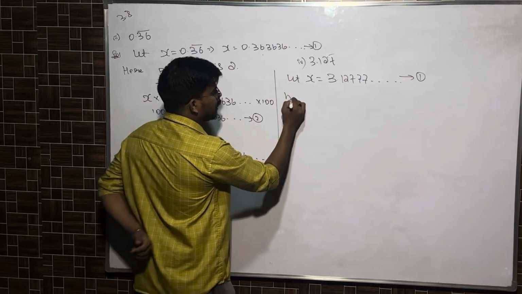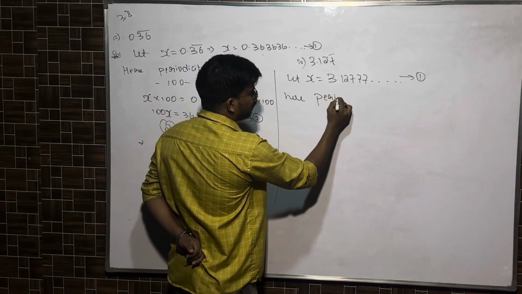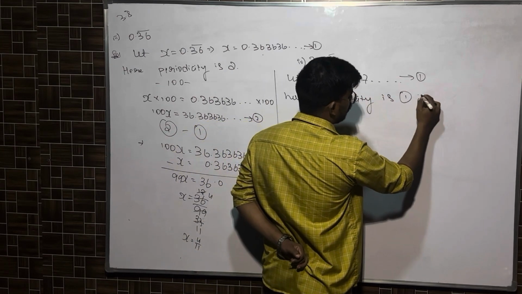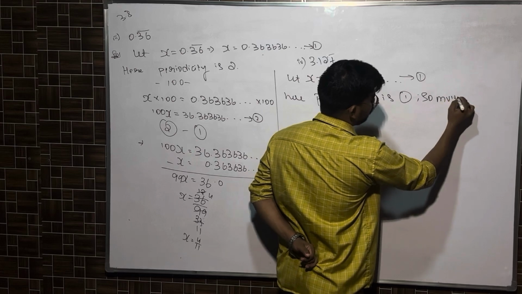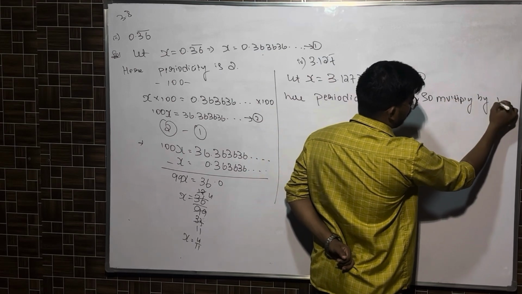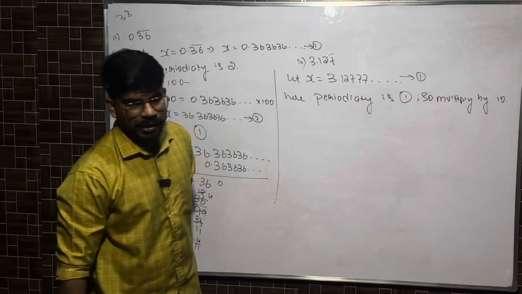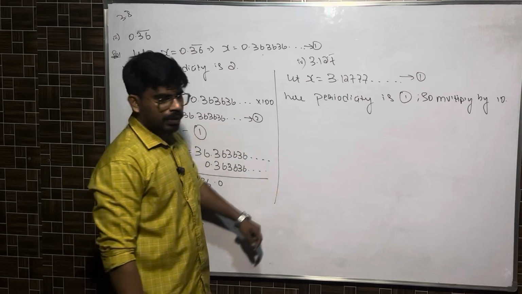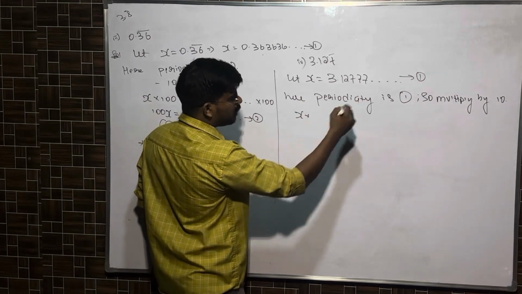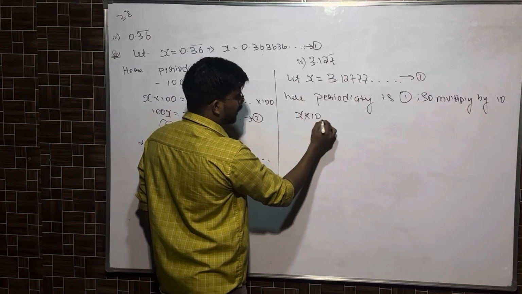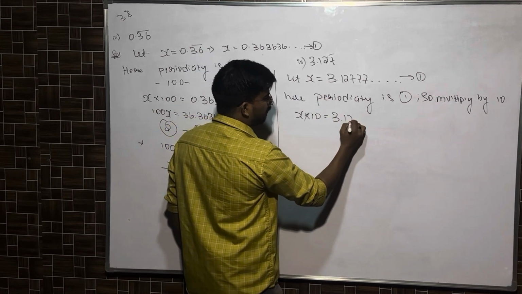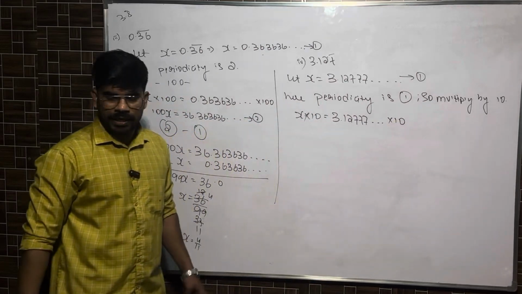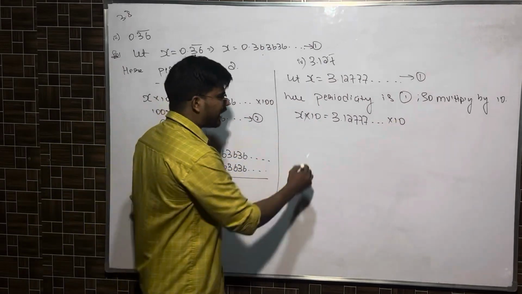Here periodicity is 1, so multiply by 10. If periodicity is 1, multiply by 10. Periodicity 2, multiply by 100. Periodicity 3, multiply by 1000. To what? To equation 1. X into 10 is equal to 3.12777, and so on, into 10. Both multiplied by 10. 10x.